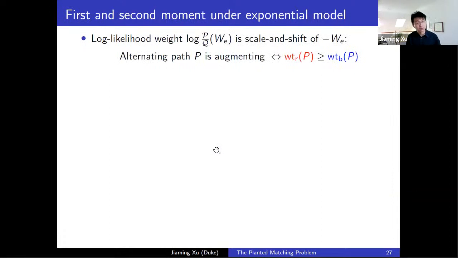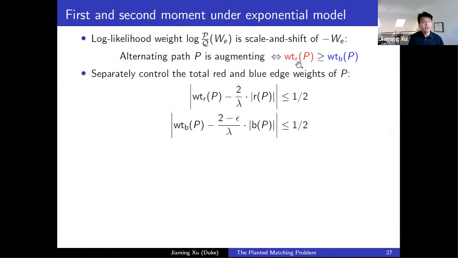So the first step, under the exponential model, a simplification is that the log likelihood weight is just some scaled and shifted version of the negative of the observed weight, okay? So when an alternating path P is augmenting, this just reduces to saying that the total weight of the red edges exceeds the total weight of the blue edges in terms of their directly observed edge weights. So somehow this suggests that we can just directly work on the observed edge weights. We don't need to worry about these log likelihood weights in this exponential model.